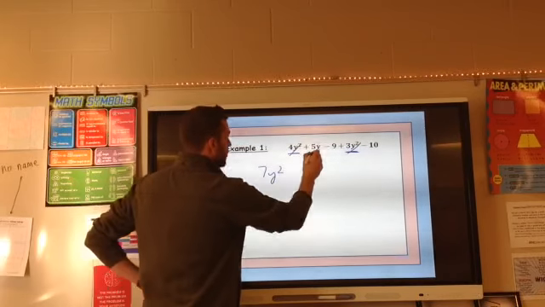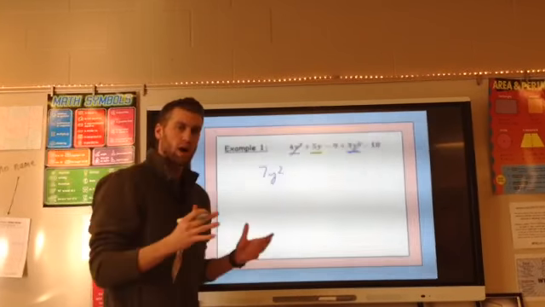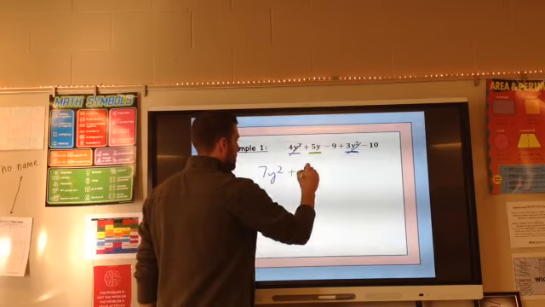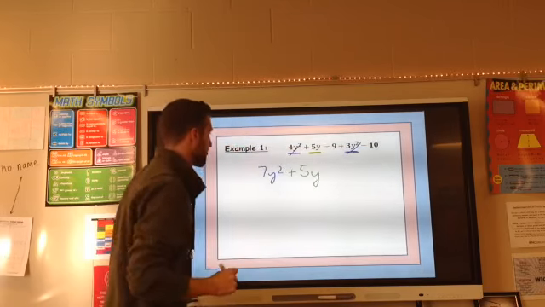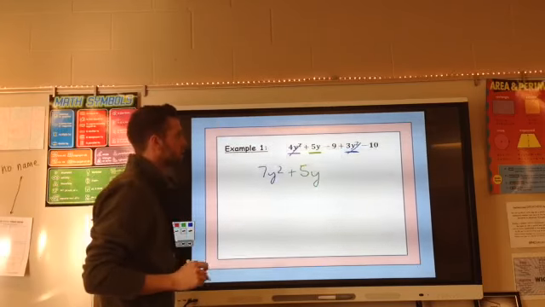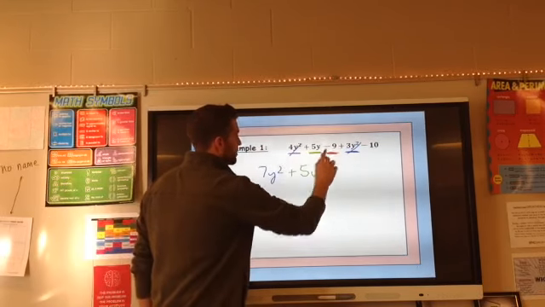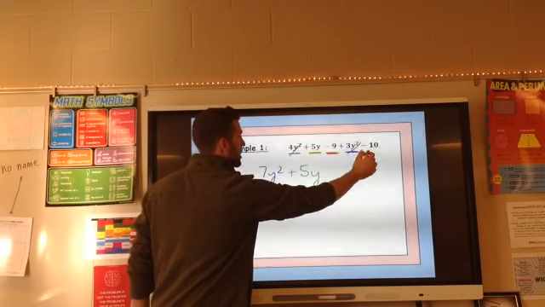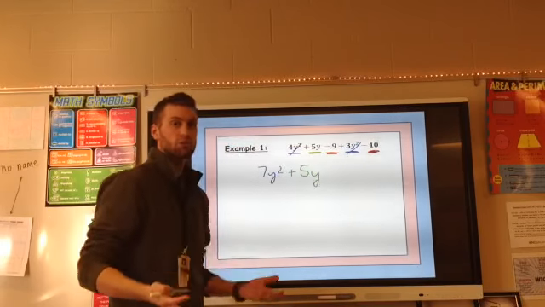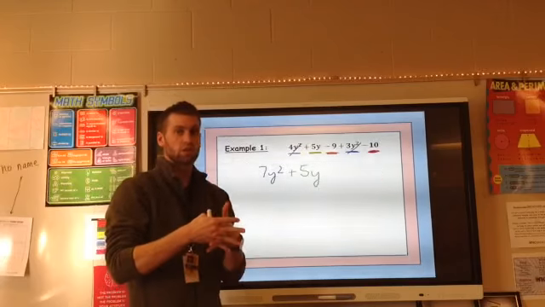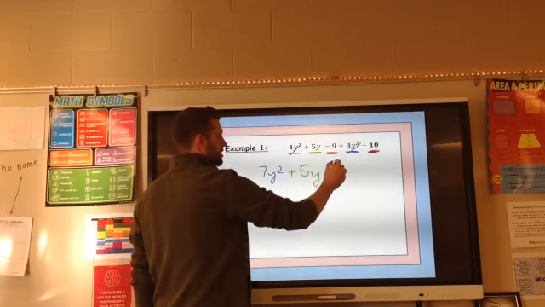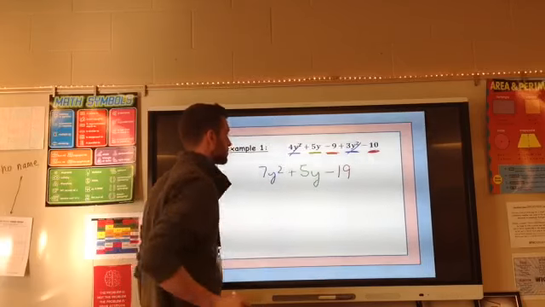I see a y, just a plain y, and I don't see any other plain y. So I'm going to add my 5y. Then, I look at the 9, which really is negative because it's a minus sign. But I also see that there's a 10 over here. There's no variable, there's no exponent, so I know those are like terms. They're just like our regular numbers here. Minus 9 and minus 10 is going to be minus 19.